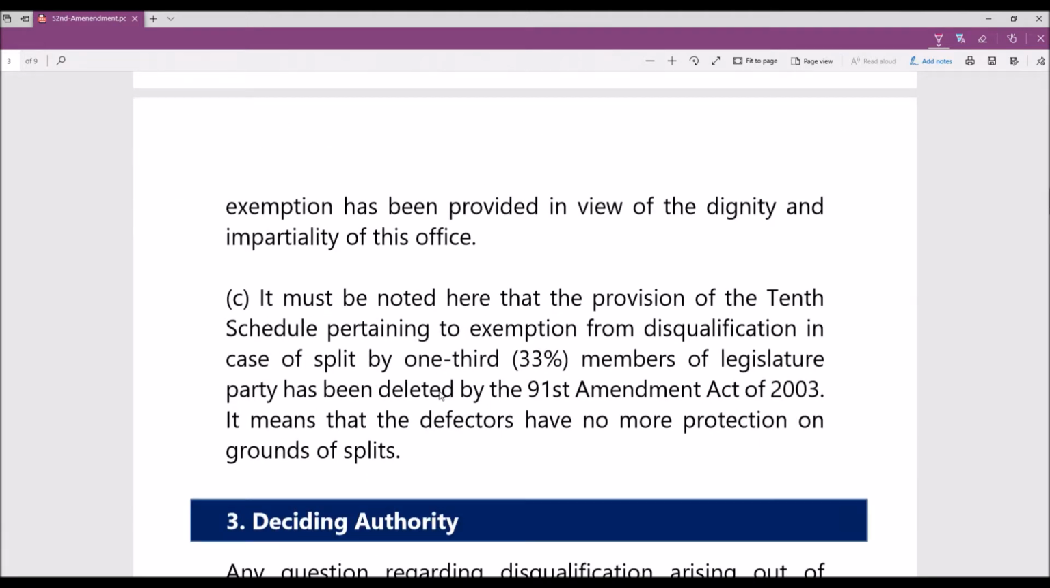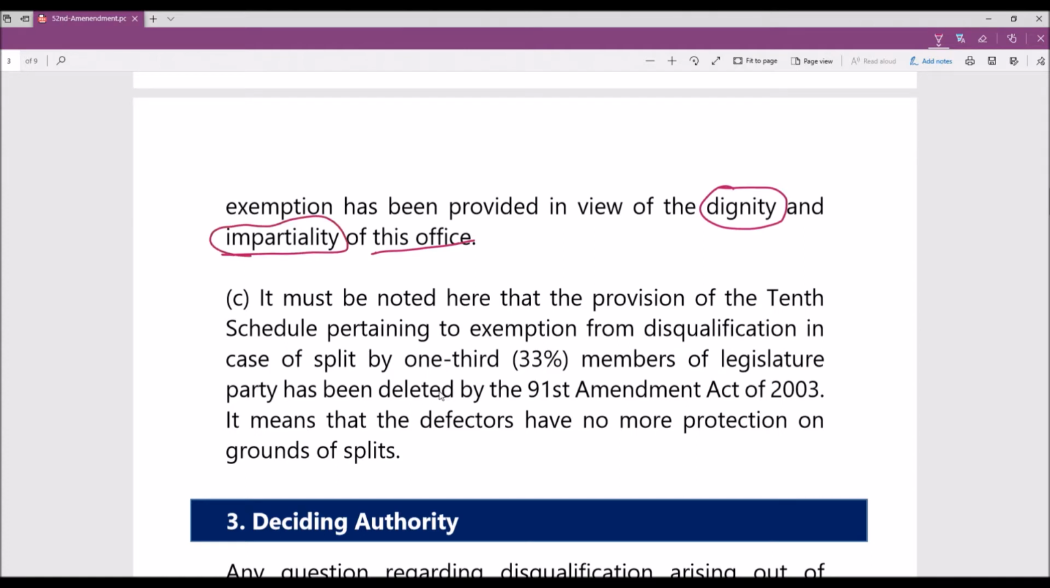Why was this exemption added? For the dignity and impartiality of the office. Once a member becomes Speaker of the House, he is not disqualified because of the dignity and impartiality of the office, because a Speaker has to be impartial. And it is a dignity to be Speaker of a House, so he is not disqualified.